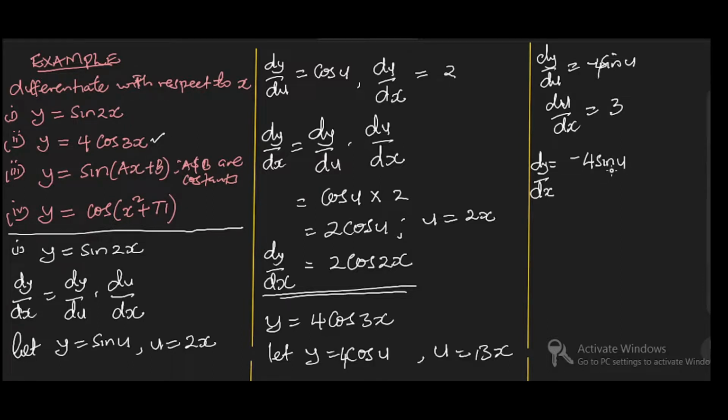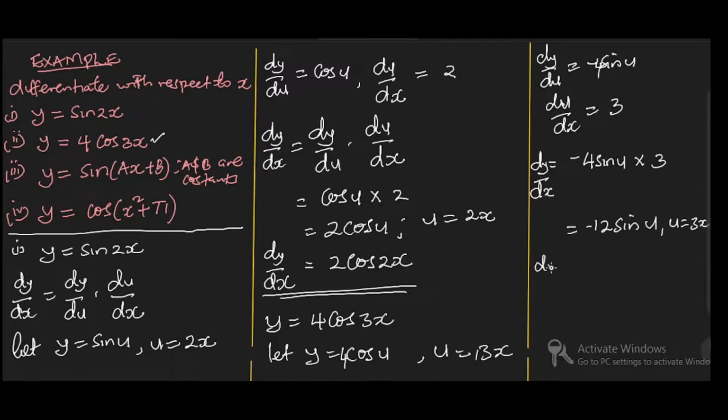Negative 4 sine u times the 3. So this will be 3 times negative 4, which is negative 12 sine u. Please finally make sure you do the substitution. We know that our u is equal to 3x.